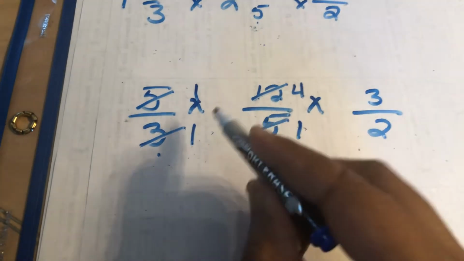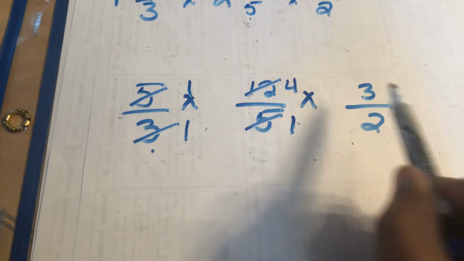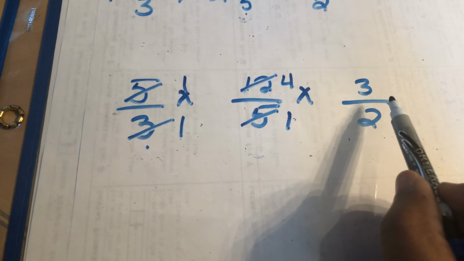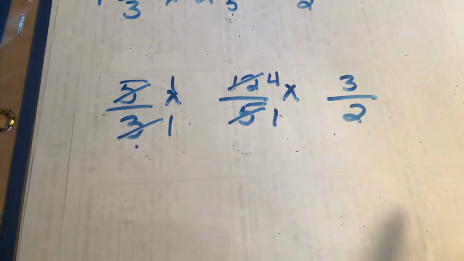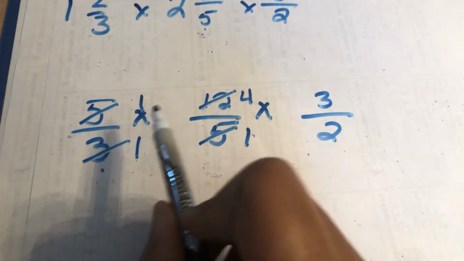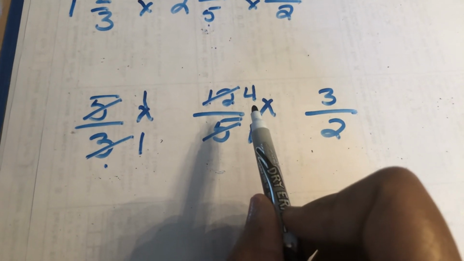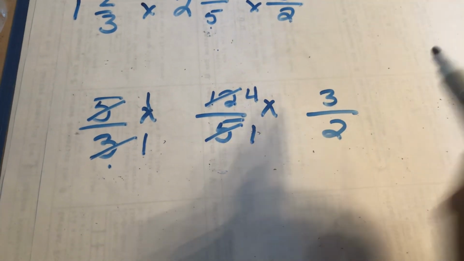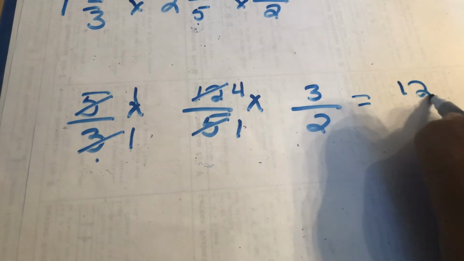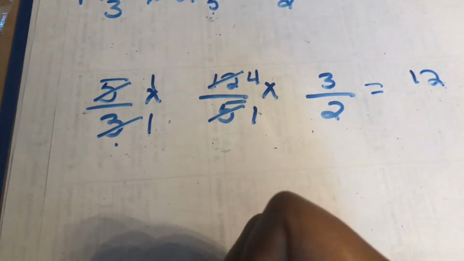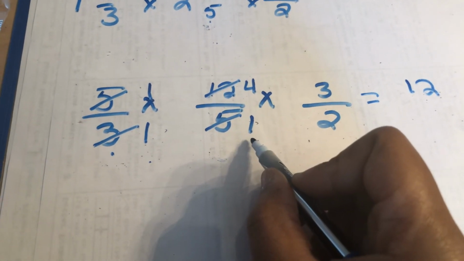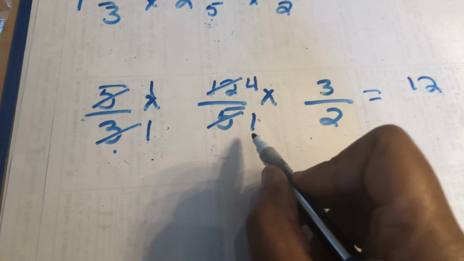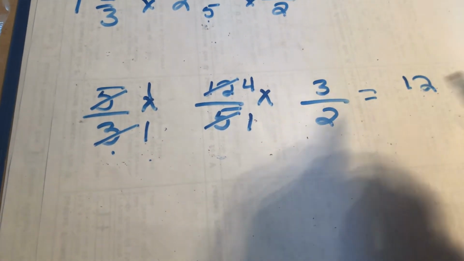So now we have 1, 4, and 3, which we can probably multiply in our head. And then we have 1, 1, and 2. So let's go ahead and multiply that. So we have 1 times 4, that gives us 4. 4 times 3 gives us 12. Right? So now let's go ahead and multiply the denominators. 1 times 1 will give us 1, right? 1 times 2 will give us 2.